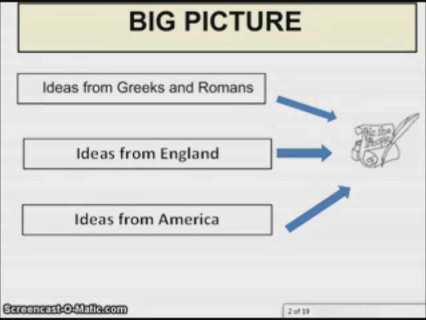One of the first areas that they're going to be looking at is the Greeks and Romans, the early direct democracies, and also the administration activities of the Romans. Second thing we're going to look at is the ideas from England.